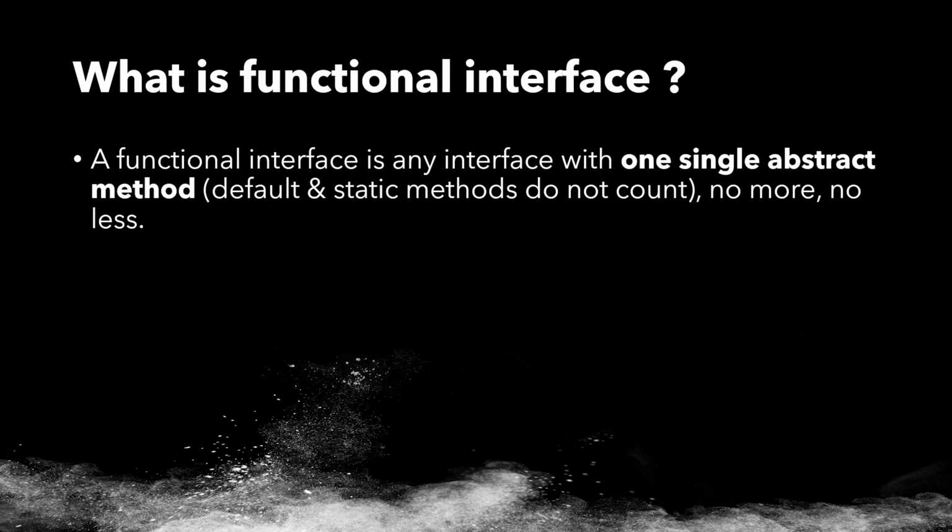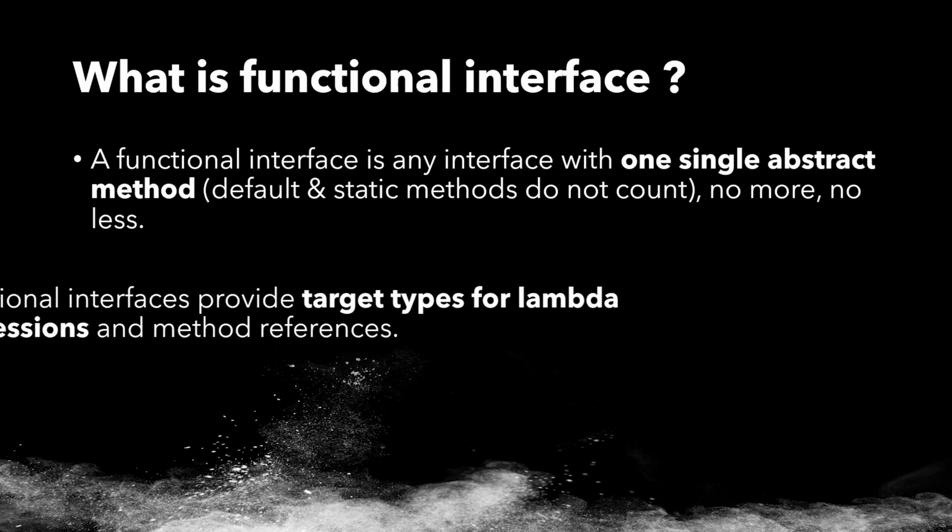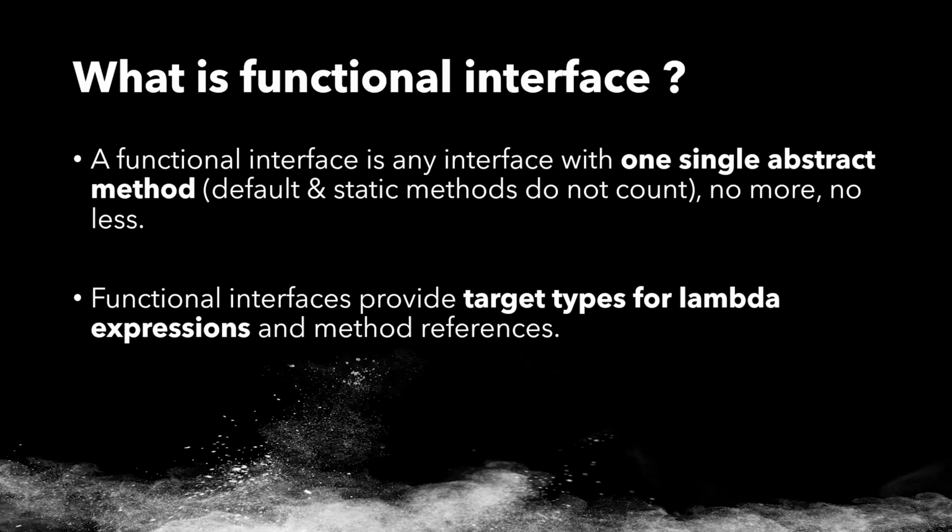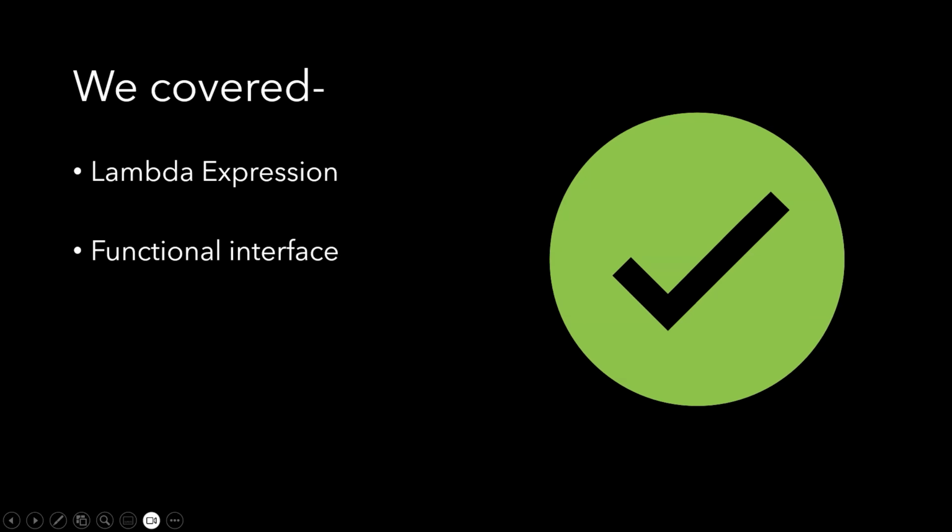Now let's again recap the functional interface. As I said, a functional interface is an interface with a single abstract method. Default and static methods do not count, no more, no less, right? Functional interfaces provide the target type for Lambda expressions and method references. So we have covered what is Lambda expression, what are functional interfaces. So in conclusion, Lambda expressions are a powerful feature in Java that will greatly improve the readability and efficiency of your code.